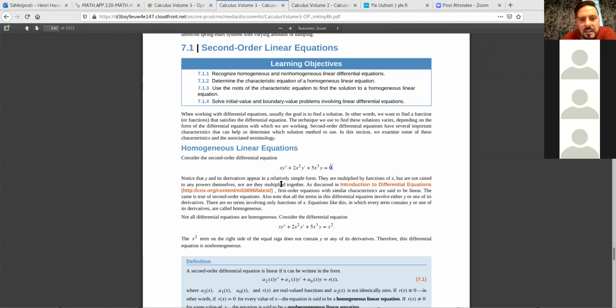Here, this is linear because y and its derivatives only have factors that depend on x, nothing that depends on y. So there's no y times y prime, no y squared, nothing like this. That's why we say that it's linear. It's linear in y and its derivatives, meaning that y itself does not appear as a coefficient of something that depends on y.